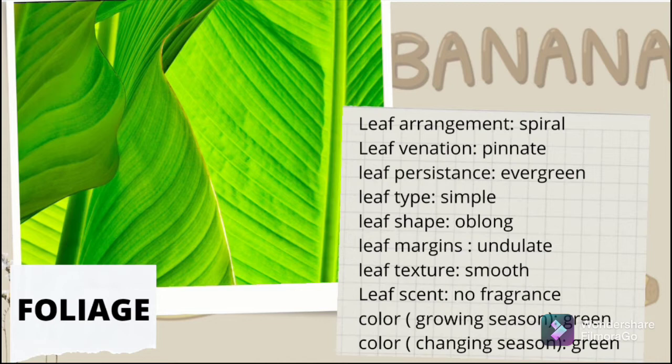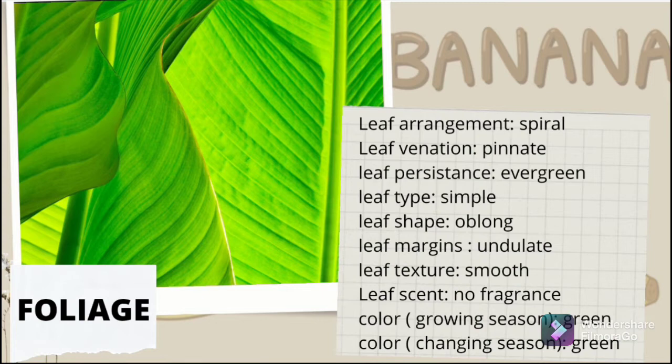And next is leaf venation. Leaf venation is the pattern of veins in the blade of a leaf. The veins consist of vascular tissues which are important for the transport of food and water. Leaf veins connect the blade to the petiole and lead from the petiole to the stem. And in banana, the leaf venation is pinnate. Pinnate means a leaf resembling a feather, having the leaflets on each side of a common axis.